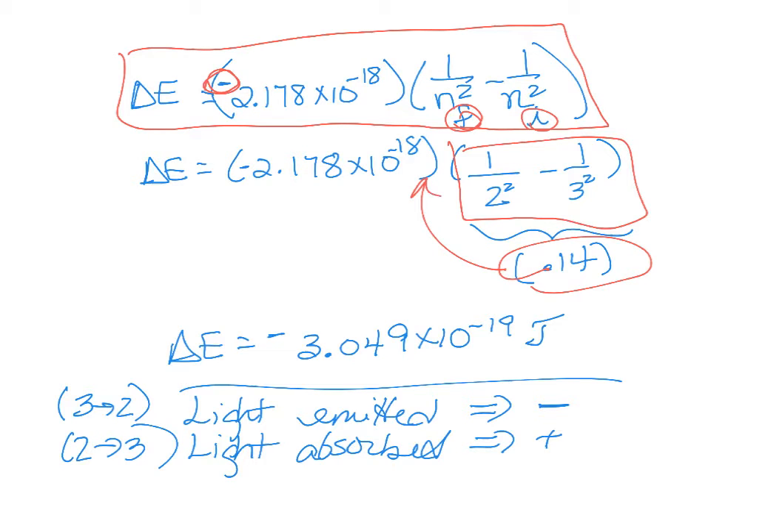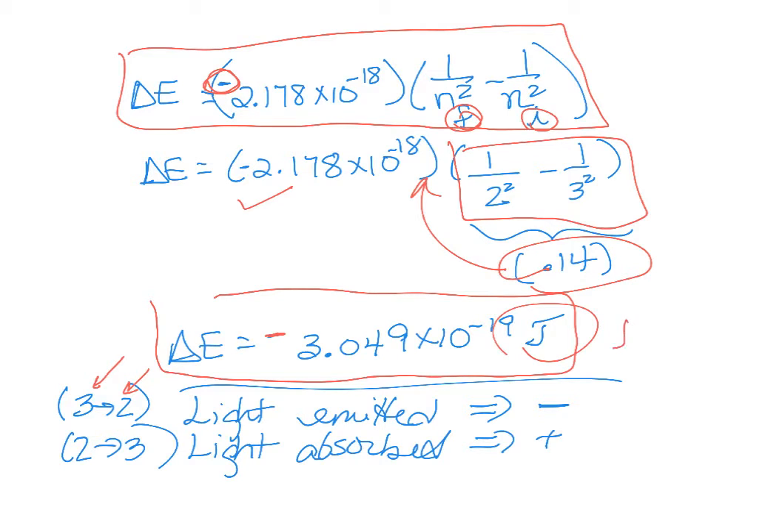So I just multiplied 0.14 times this other Rydberg constant, and I get that the energy of that transition going from energy level 3 to energy level 2 is minus 3.049 times 10 to the minus 19 J. J stands for joules, which is the unit of energy that we use in science.